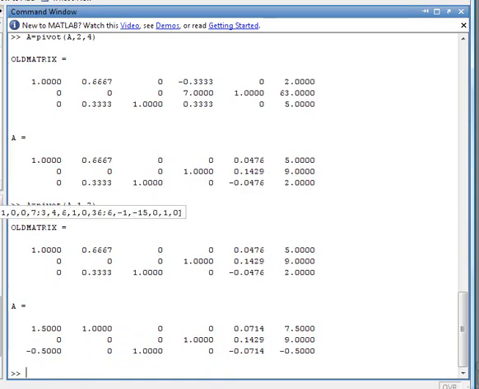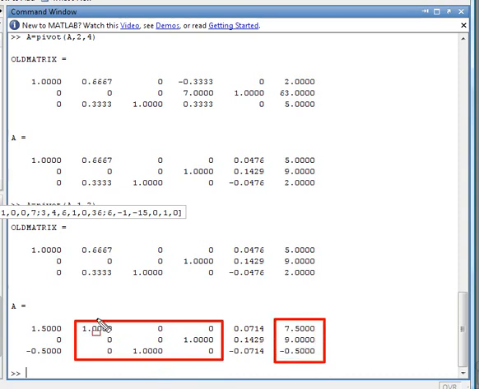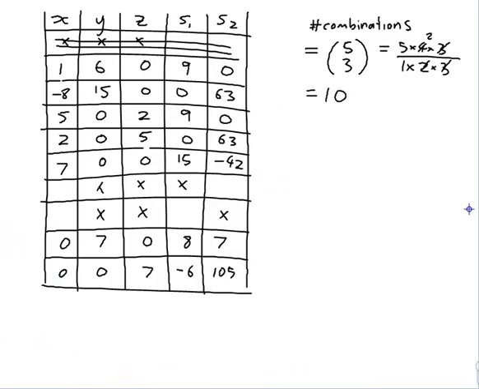Okay, three columns of the identity there, and answers there. Y is 7.5, Z is minus 0.5 and S1 is 9. 7.5, minus 0.5, 9.